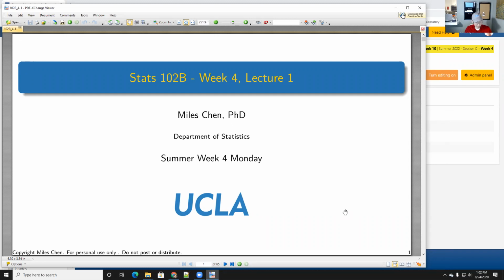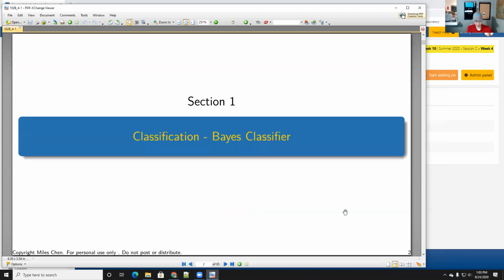I'm shifting a couple of the topics around, trying to get things to line up a little bit for the summer. I know last week we started talking about maximum likelihood estimation, and I think that's fine. We might come back to that topic later on in the quarter. I'm just moving a couple topics around, and we are going to start talking about the Bayes classifier.